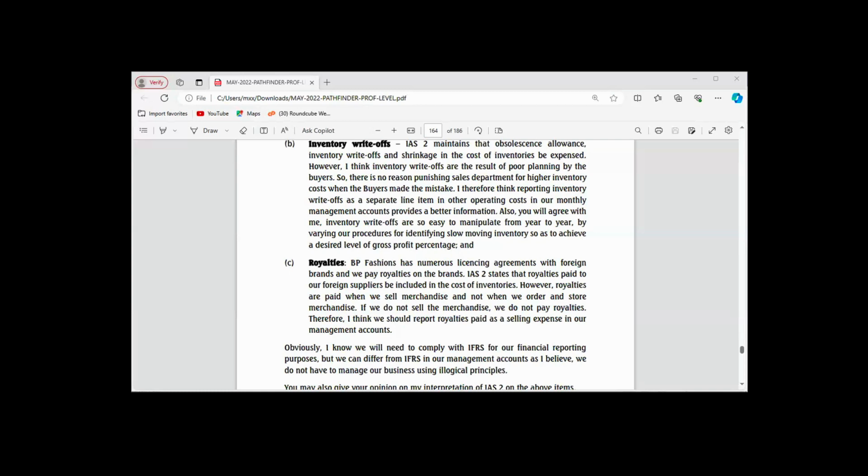So how about obsolescence allowance? How about shrinkage in the cost of inventory? They should all be expensed.